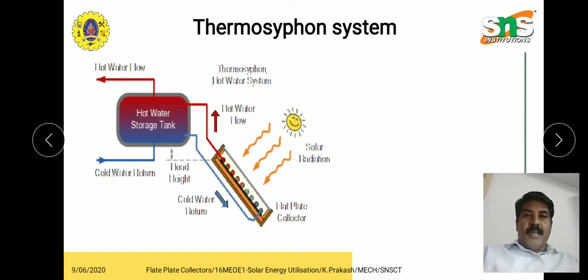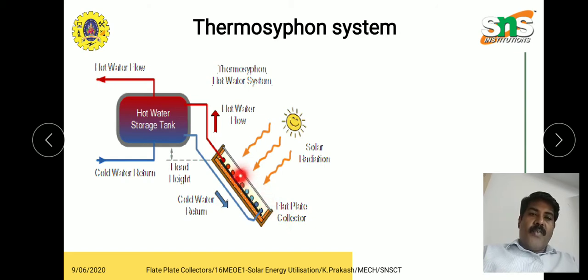Now let us discuss a thermosiphon system which we are using. What is the other name of thermosiphon system? The natural circulation system is called the thermosiphon system. See here, so this is the sun available here. From this, solar radiation comes and falls on the flat surfaces, which, as I already told you, are kept in an inclined position.